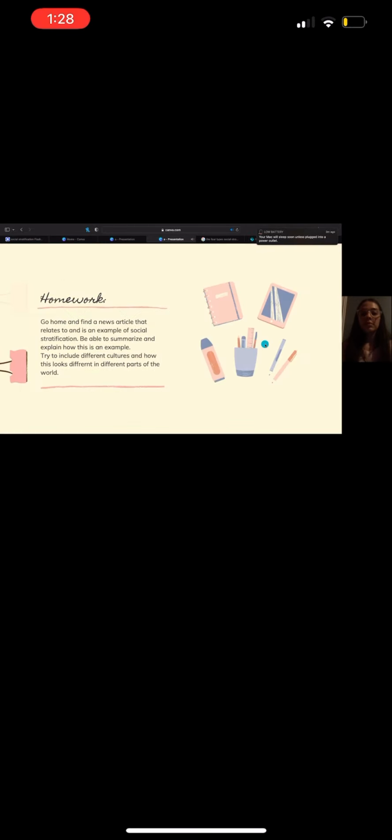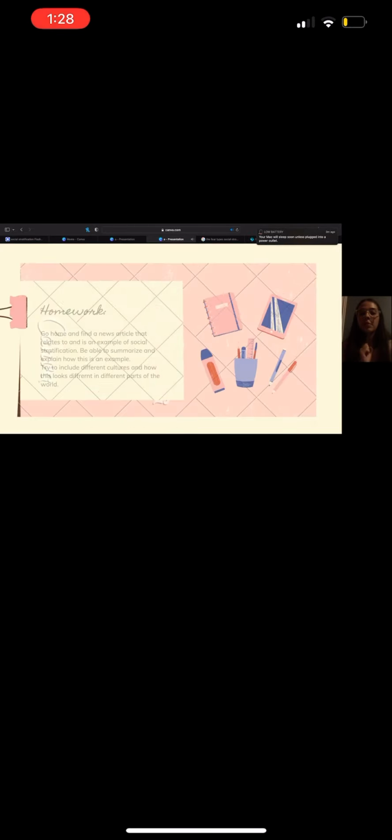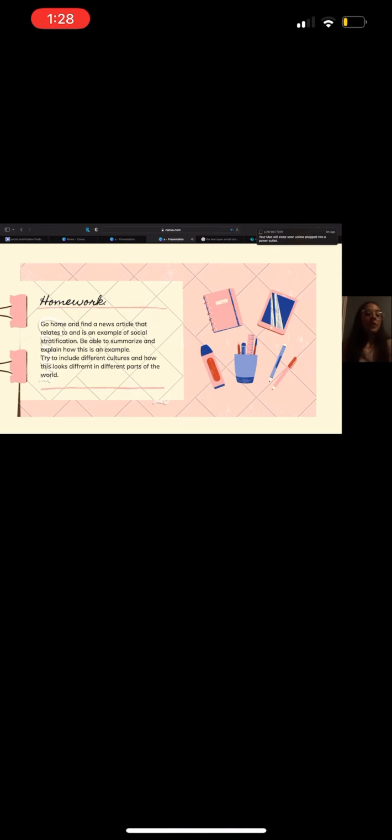So now we're going to look at homework. I want you guys to go home and find a news article that relates to this and is an example of social stratification. I want everyone to summarize the article you found and explain how this is an example of social stratification. Try to include different cultures and how this looks different in different parts of the world.